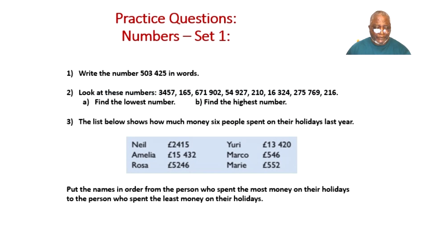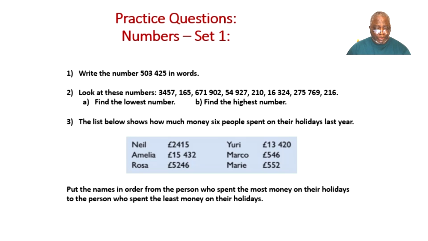Write the number 503,425 in words. Remember, you've got to be able to express yourself in your language. Look at these numbers and A, find the lowest number, and B, find the highest number.